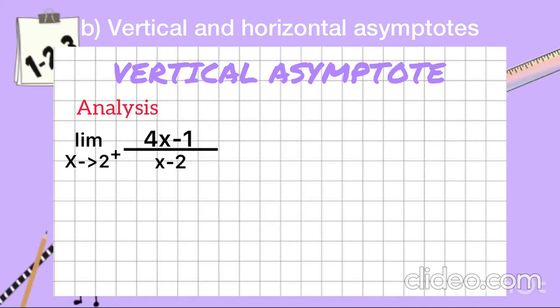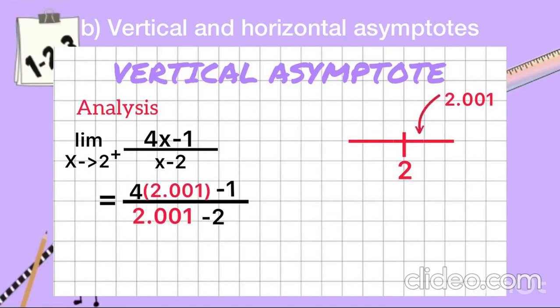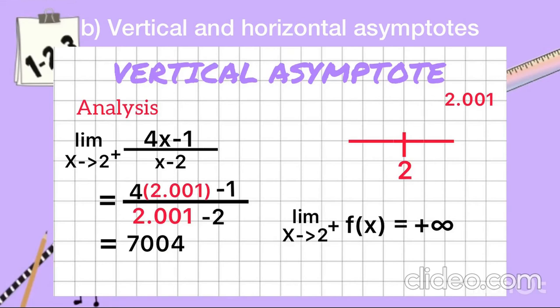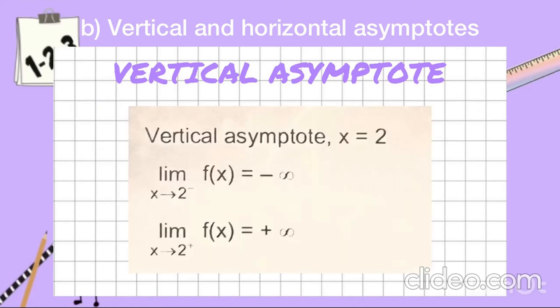Same as the second, let's say the limit when x approaches 2 from the right hand side for the function (4x - 1) over (x - 2). Here, the interval is 2, and the value approached from the right hand side is very close to 2, for example 2.001. After we substitute, we will get 7004. We can assume that this is positive infinity. So this is the vertical asymptote and the analysis. One approaches negative infinity, the other approaches positive infinity.